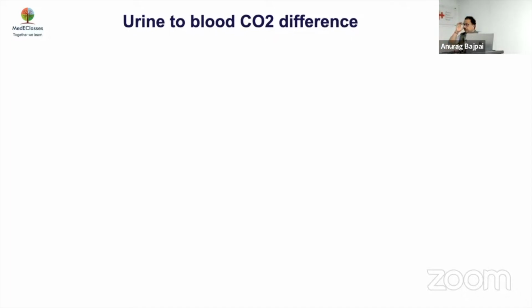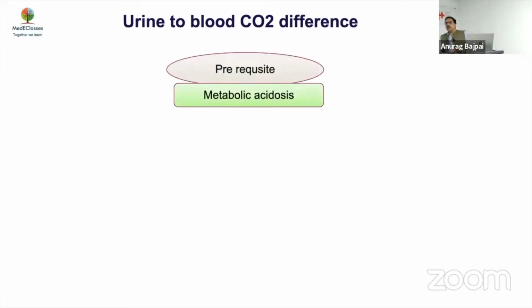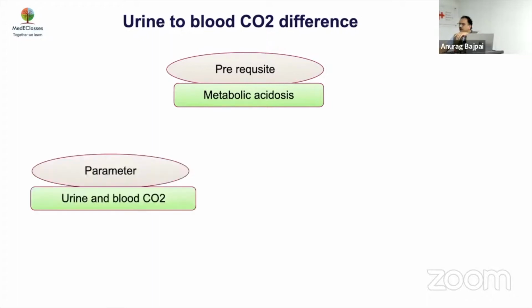Let's put it this way. Blood should have a lower CO2. Urine should have a higher CO2. If the gap is not there, it means there is an acidification defect, which means it is a distal RTA. So urine to blood CO2 difference, as discussed, should be done during metabolic acidosis, not once you have corrected. Fractional excretion of bicarbonate is after you have corrected, and this is before you have corrected. And very importantly, in that regard, you will measure both urine and blood CO2.